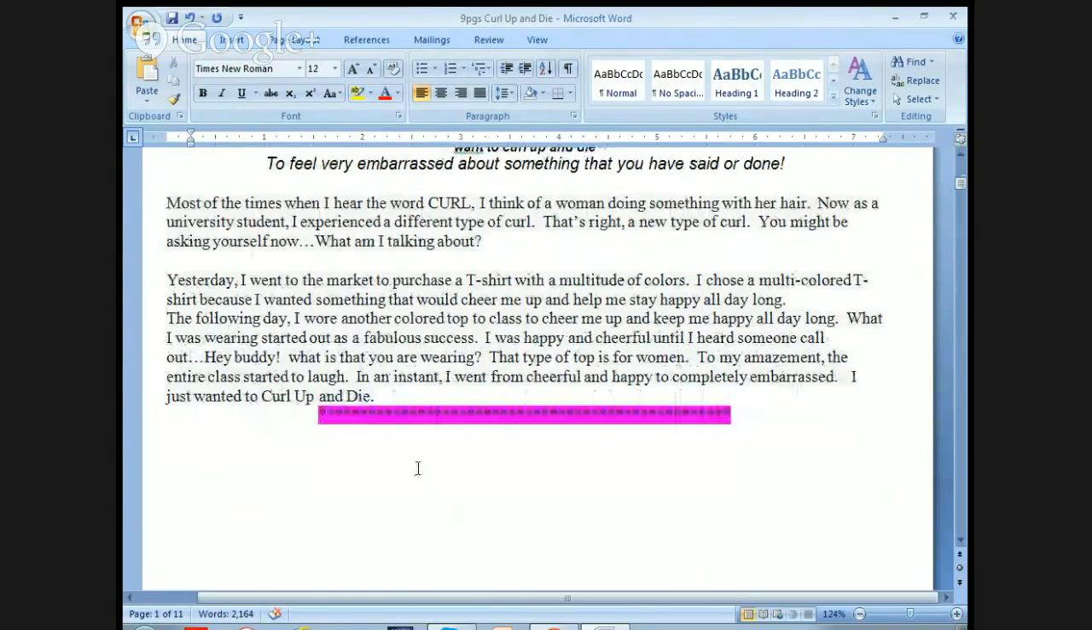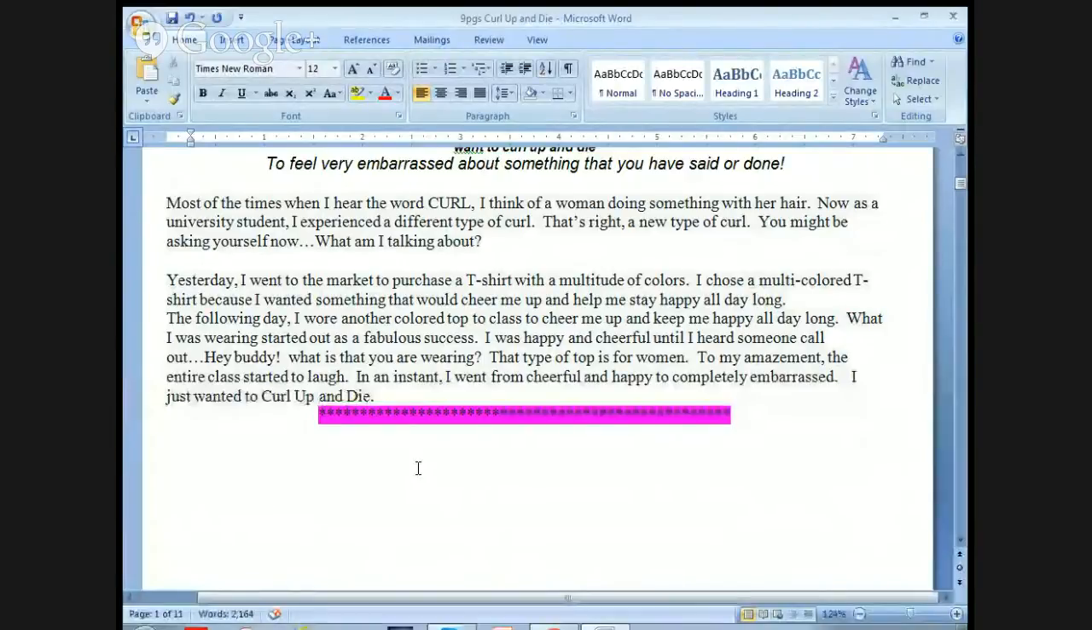Yesterday, I went to the market to purchase a t-shirt with a multitude of colors. I chose a multicolored t-shirt because I wanted something that would cheer me up and help me stay happy all day long. The following day, I wore another colored top to class to cheer me up and keep me happy all day long.